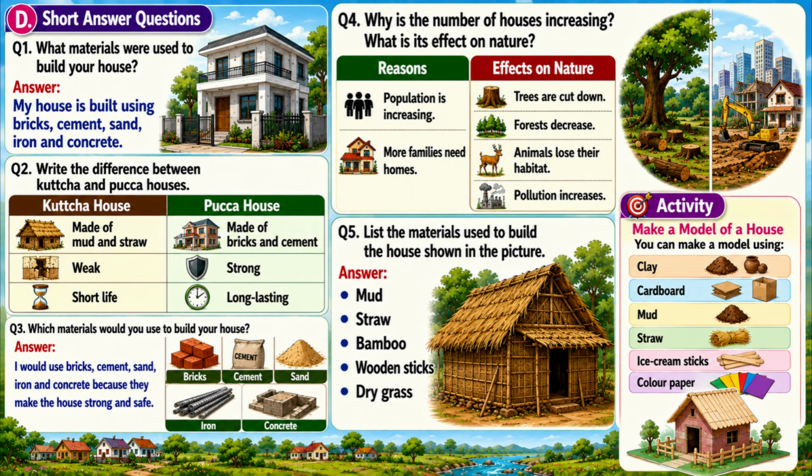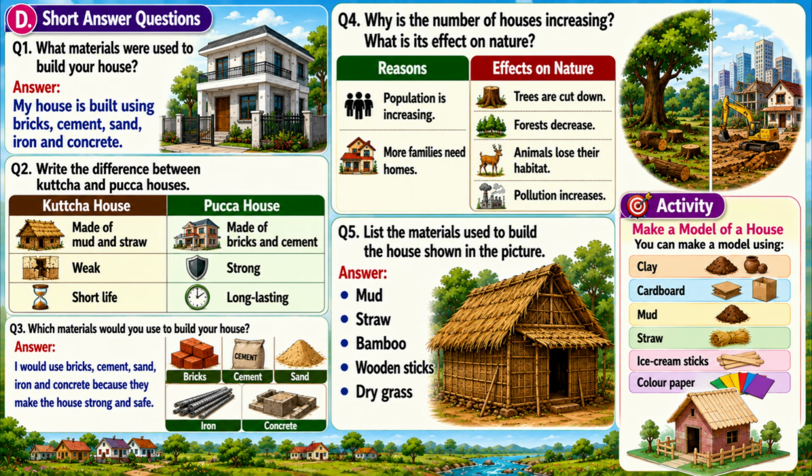Question 3. Which materials would you use to build your house? Answer. I would use bricks, cement, sand, iron and concrete because they make the house strong and safe. Question 4. Why is the number of houses increasing? What is its effect on nature? There are two main reasons. First, the population is increasing. Second, more families need homes.